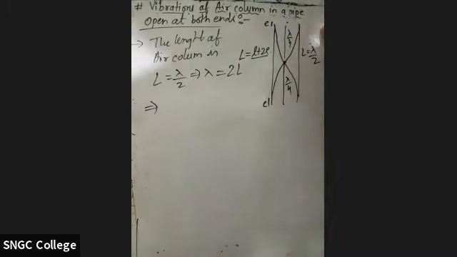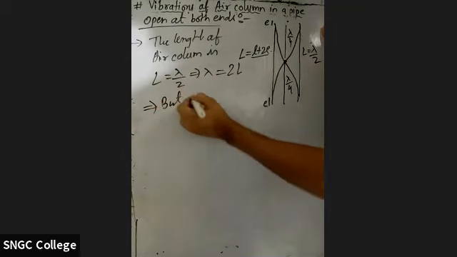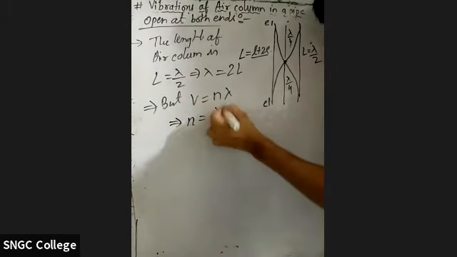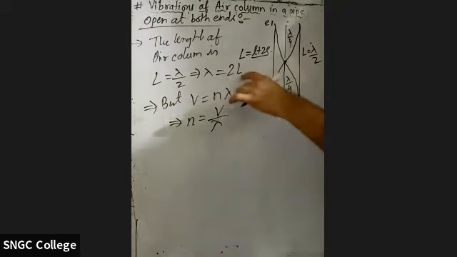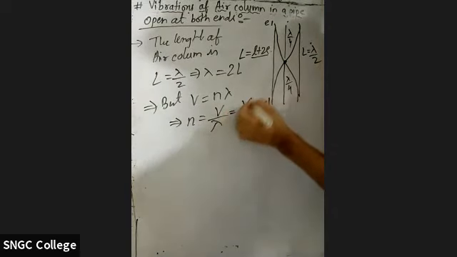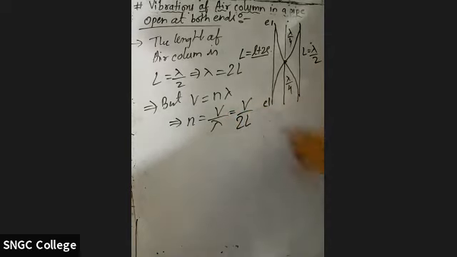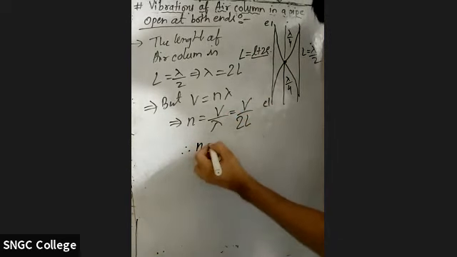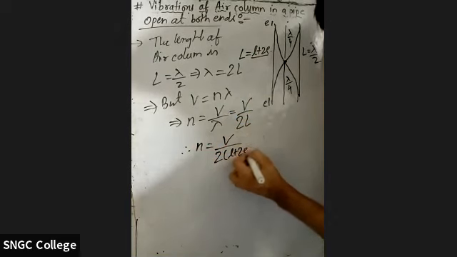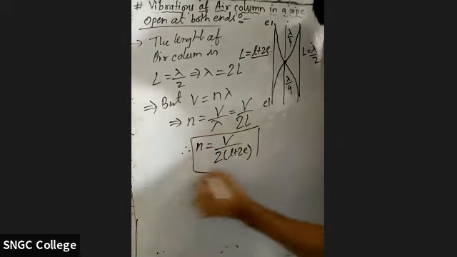Now we know the formula for velocity, and it is written as V equal to N into lambda. Okay. So from here you can find the value of N as V upon lambda. And we know that the value of lambda is 2 into L. So here we can replace lambda by 2L. Also we know that the length of this is L plus 2e. So the equation would be V divided by 2 into small l plus 2e. This is the equation of fundamental frequency.